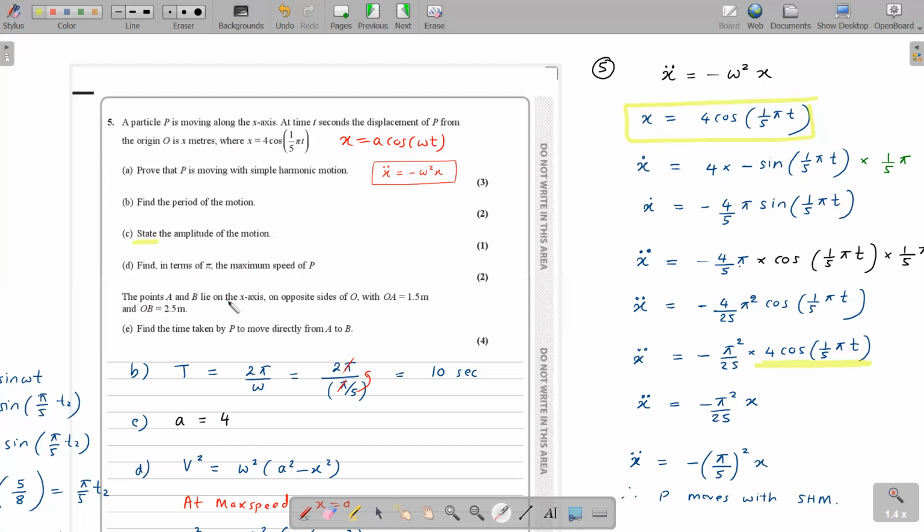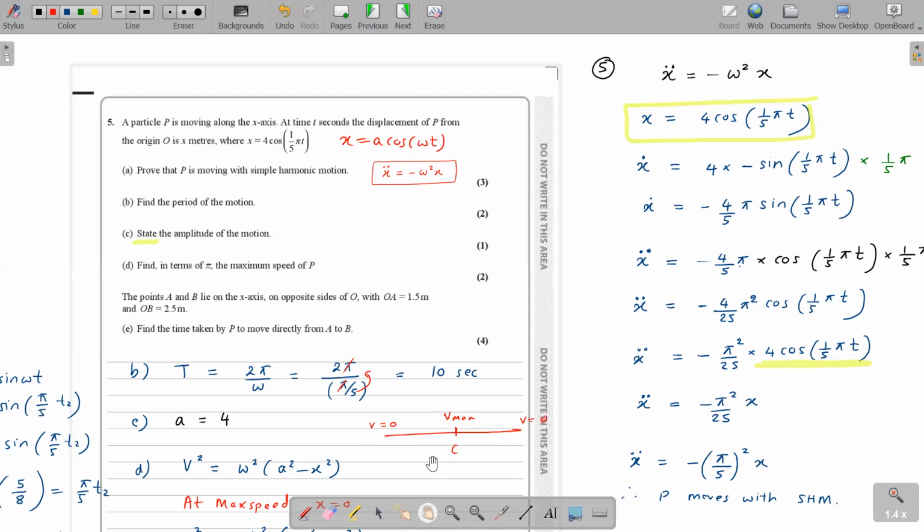Then part B: find in terms of pi the maximum speed of P. So guys, where do you achieve the maximum speed? In SHM, you achieve the maximum speed at the center of SHM, right? Let's say this is the center of your SHM. At the two amplitudes, the velocity is 0, right? But at the center, you have Vmax. You achieve the maximum velocity at the center of your SHM.